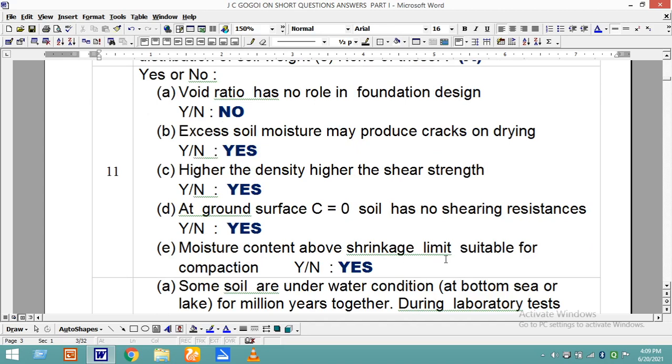Moisture content above shrinkage limit is suitable for compaction. Yes, if it is above shrinkage limit, but it does not mean that it shall be more than liquid or plastic limit. Our question is limited to above shrinkage limit. Legally we should not interpret it as close to plastic limit. Since it is a question of shrinkage limit only, above shrinkage limit legally may be above liquid limit also, but technically it means it is at shrinkage limit, 1 or 2% more or less. Yes, it is suitable for compaction.